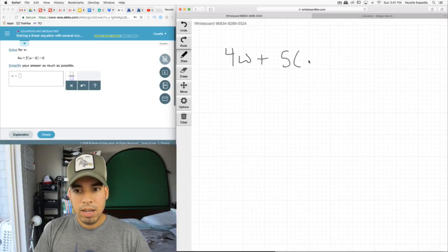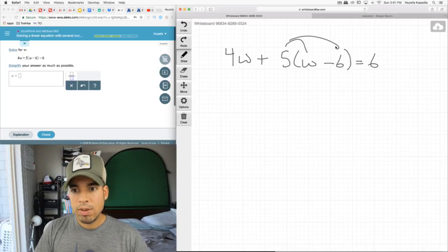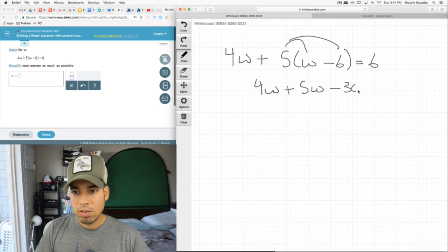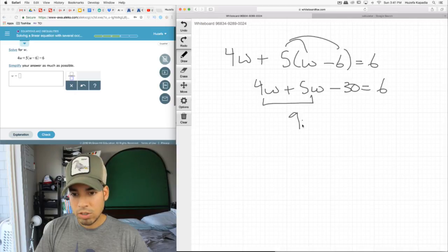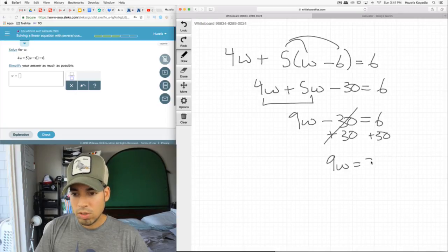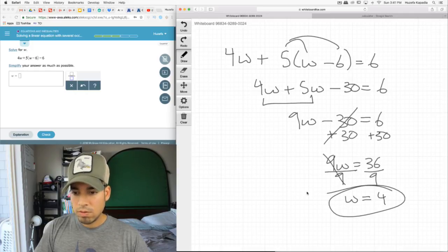4w plus 5 times w minus 6 equals 6. Distribute the 5, and I get 4w plus 5w minus 30 equals 6. 4w plus 5w, like terms, equals 9w. Now let's add 30 to both sides, and we get 9w equals 36. Divide both sides by 9, and I've got w equals 4.